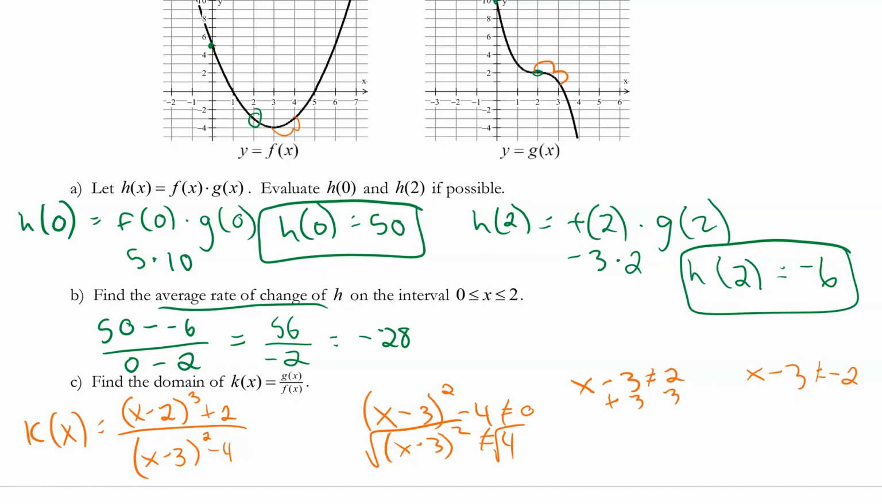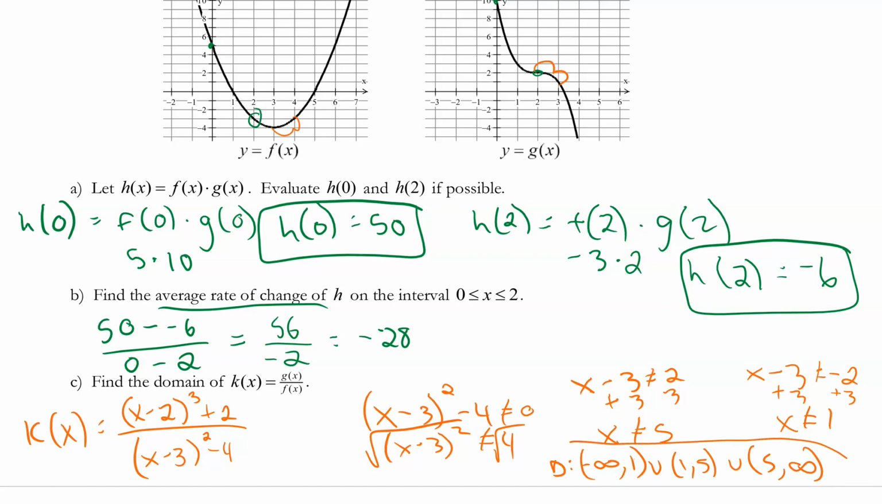Add 3. I would get x can't be 5, and x can't be equal to 1. So my domain would be negative infinity to 1, union 1 to 5, union 5 to infinity, because my denominator can't be 0. Now another place you could have gotten that without solving is if you look at the graph, you have zeros of 1 and 5. That's when your function equals 0.